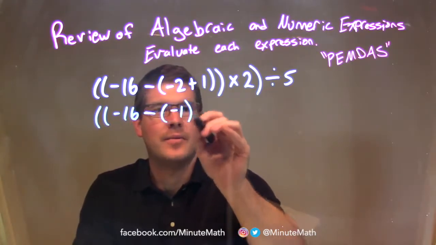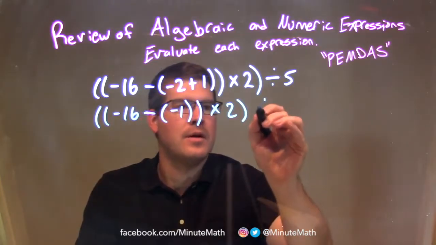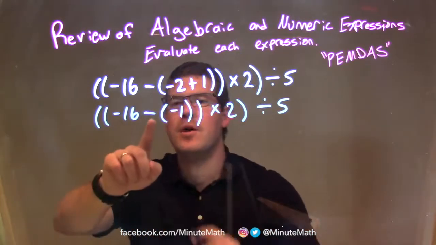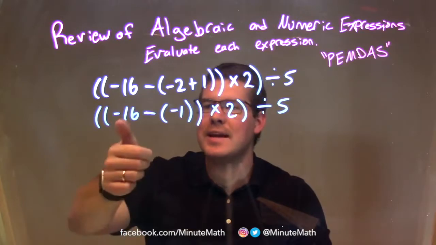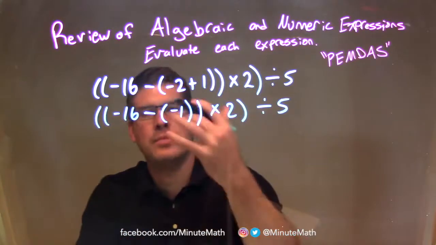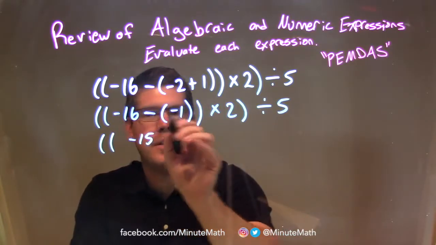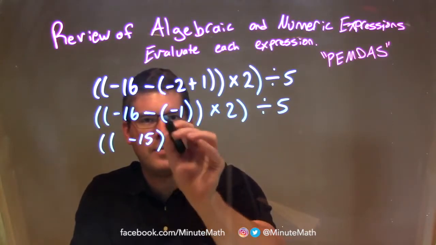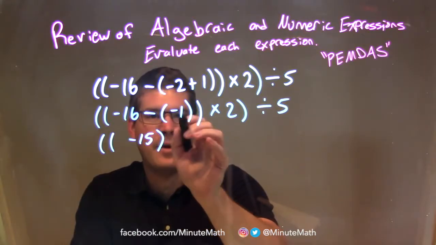So a negative 1 right here. Then brought this parenthesis down, times 2. Keep everything in line. Okay, make sure you bring everything down. So now we deal with the next part. We have subtracting a negative. Subtracting a negative is the same thing as adding a positive. So negative 16 minus a negative 1 is adding a positive 1. So negative 16 plus 1 is a negative 15. So double parentheses, negative 15 now. This parenthesis comes down. These two are eliminated because we got rid of that negative 1.